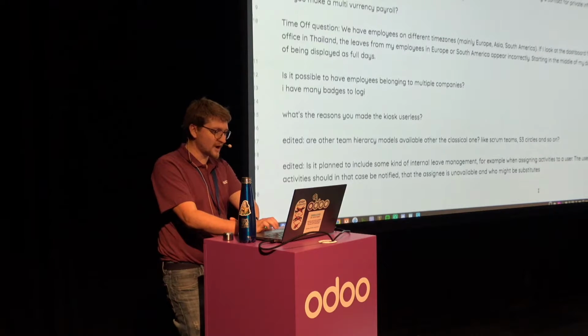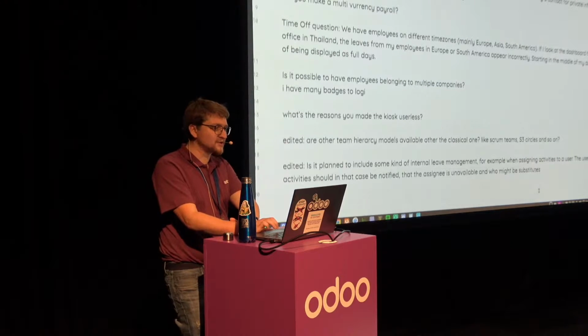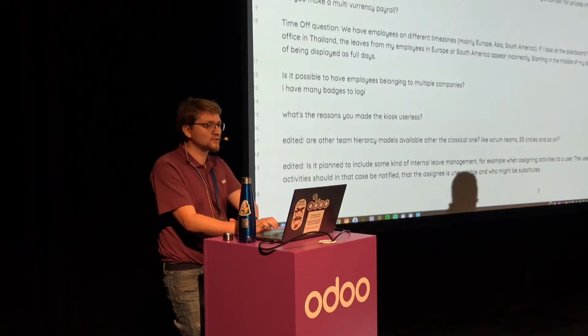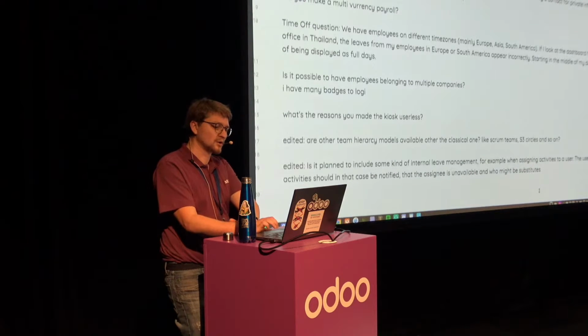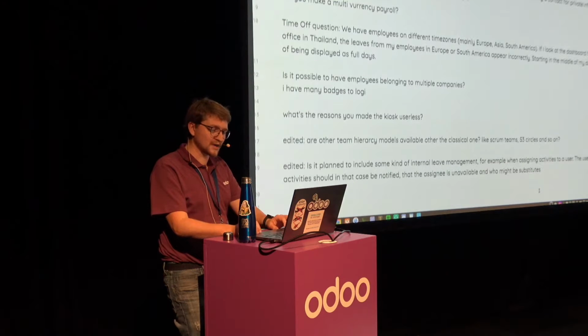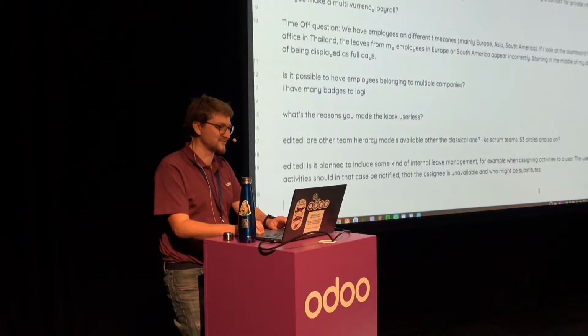Are other team hierarchy models available on the classical one? For now, there is only the department field on the employee, and the department can be organized with parent and children, so it can be already well organized. But I don't know what the Scrum teams is, sadly, so I cannot go into more explanation for that.